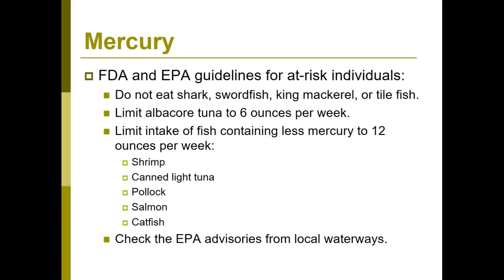Both FDA and EPA guidelines for at-risk individuals encourage us to not eat shark, swordfish, king mackerel, or tilefish, to limit albacore tuna to 6 ounces per week, and to limit the intake of fish containing less mercury to 12 ounces per week. And that includes shrimp, canned light tuna, pollock, salmon, and catfish. You also want to check the EPA advisories for local waterways. And again, these guidelines are for those groups who are most at risk, kiddos and pregnant and lactating women.